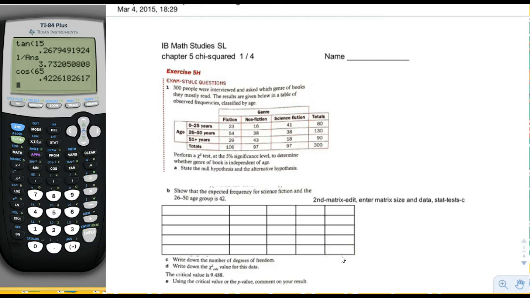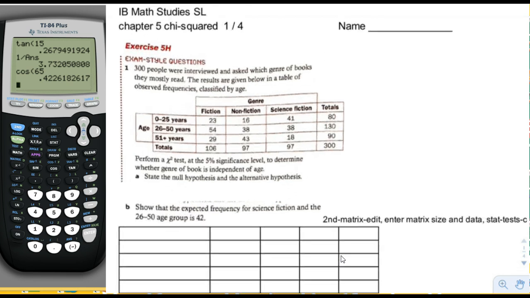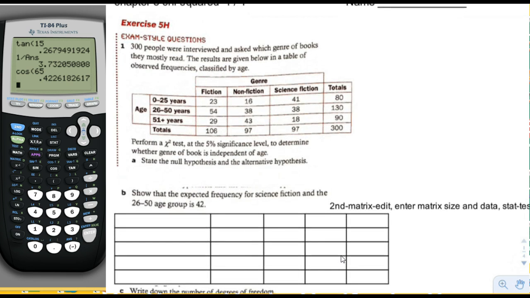Hey, chi-squared problem set, page 1. 300 people were interviewed and asked which genre of books they mostly read. The results are given below in a table of observed frequencies classified by age. Okay, so just make sure that you remember that this part is the actual table and everything else is totals. So when you look to see what size the table is, it's 3 by 3, right?